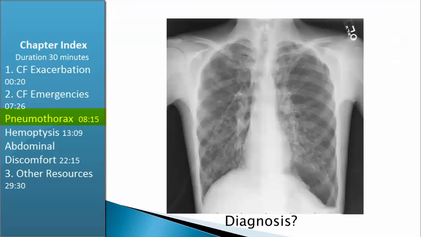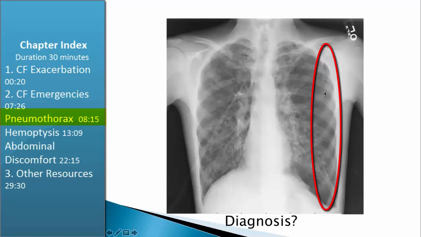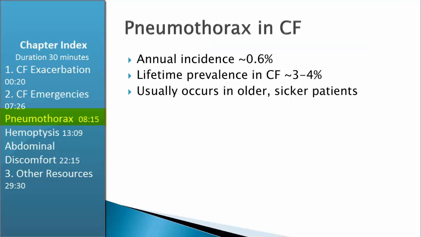It may be hard to see this on your computer screen, but this was a patient who was admitted and then developed shortness of breath. And if you look closely, you can see along the left side, there's a pneumothorax. So pneumothorax in cystic fibrosis has an annual incidence of about 0.6% and a lifetime prevalence of 3 to 4%. So it's actually relatively common. It usually occurs in older, sicker patients, so probably some of your teenagers or the young adult patients.